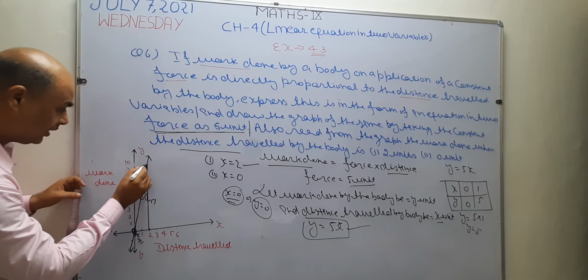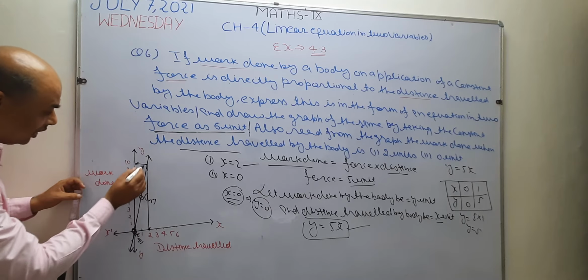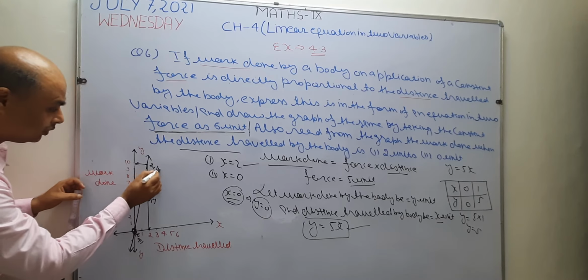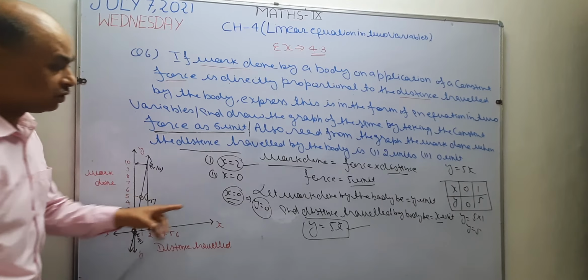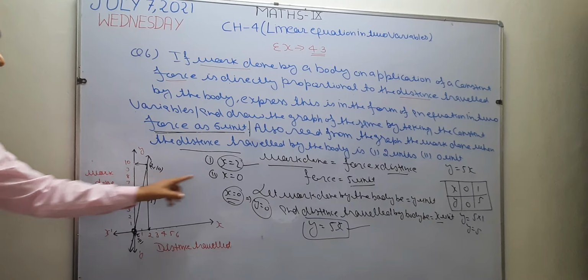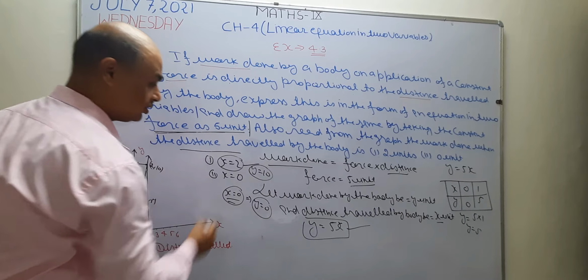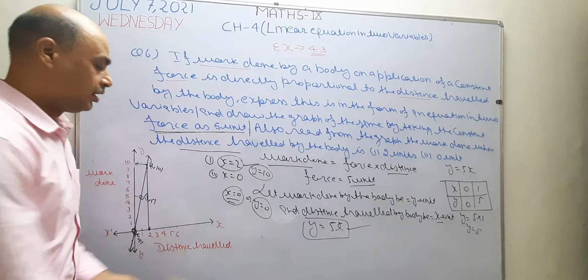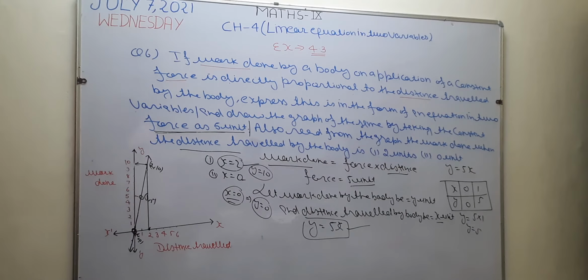And from here, what is the value of y? When x equal to 2, then the value of y is 10 unit. It means when the body travels 2 unit, work done is 10 unit. So x equal to 2, then y becomes 10. This is the answer. When x is 2, y is 10, and when x equal to 0, y is 0. This is the answer of the given question.